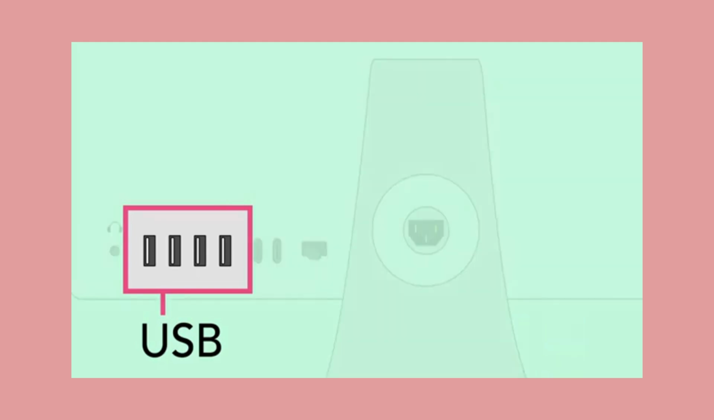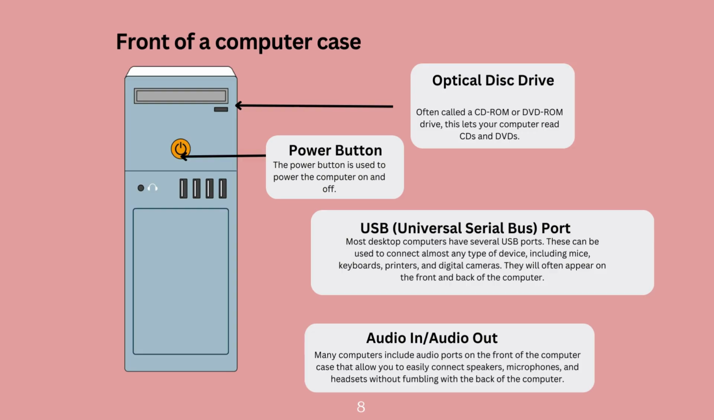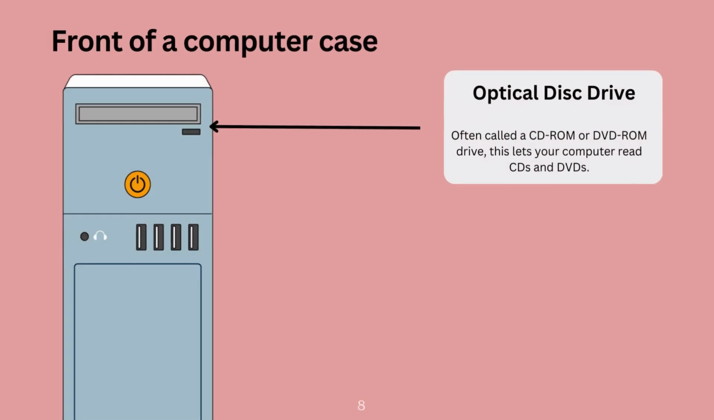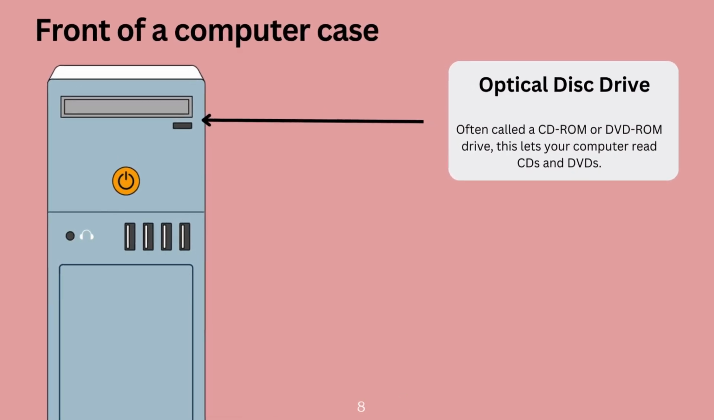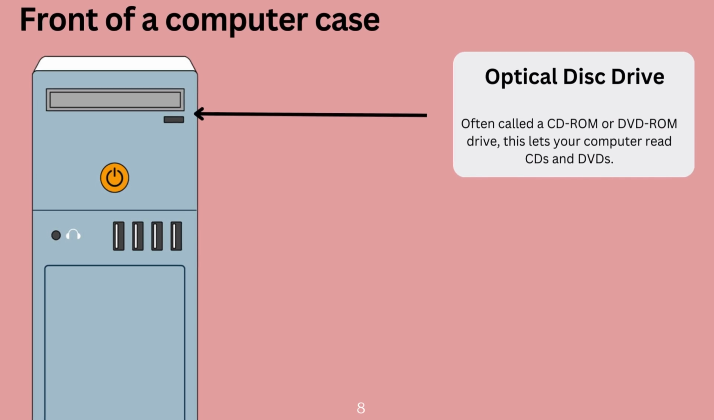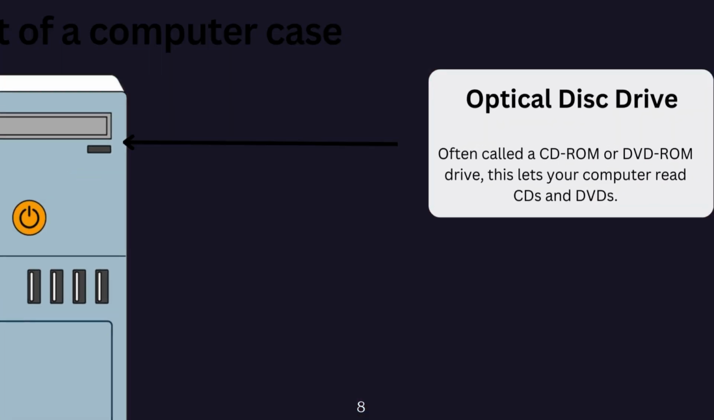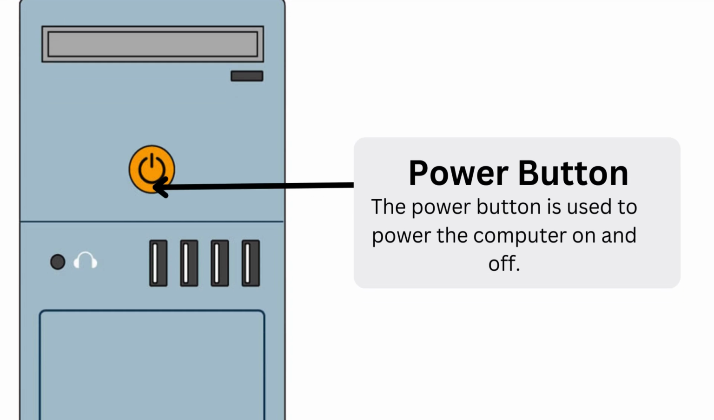Now let's look at the front of a computer case. From what we're seeing on the diagram, at the front we have the top part, which is the optical disk drive. This is often called a CD-ROM or DVD-ROM drive. This lets your computer read CDs and DVDs. Then below that, you have the power button. The power button is used to power the computer on and off.